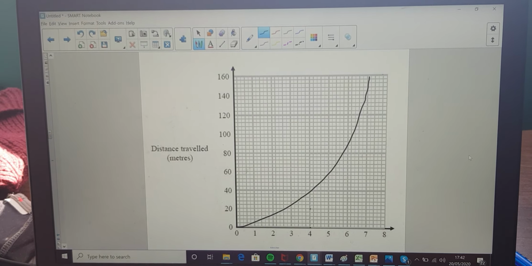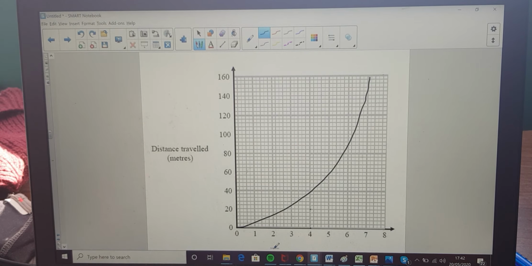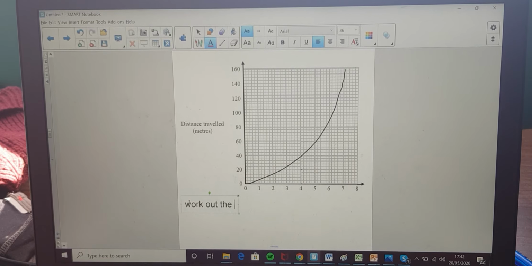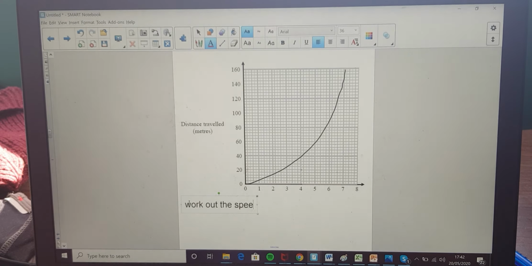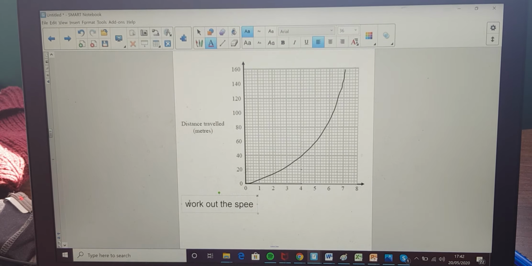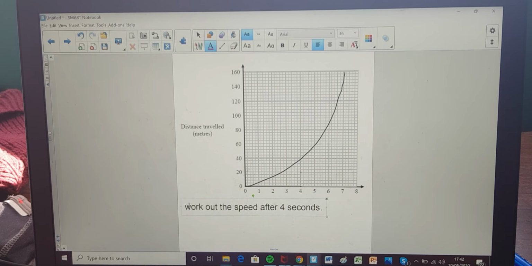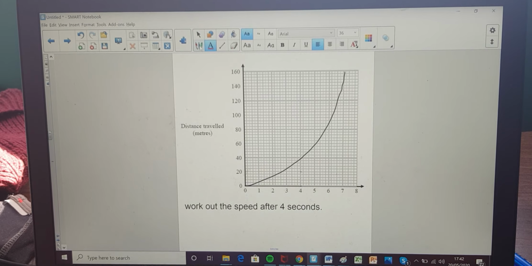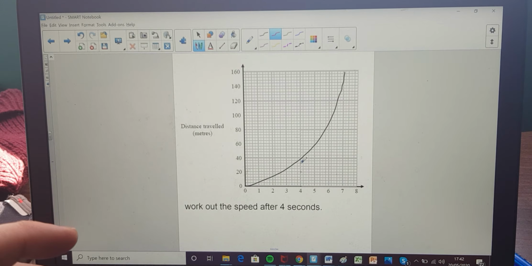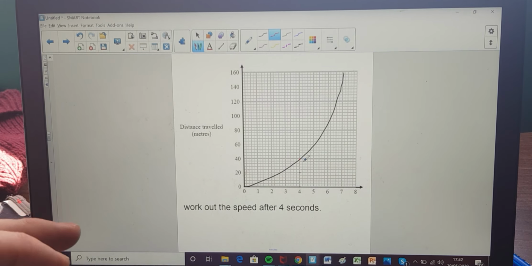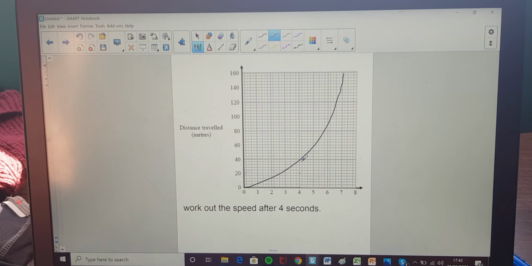Well, how would I work out, say, let's think about a specific question. So I said work out the speed, where would be a good point, after 4 seconds. Well, what I do not want you to see you doing is just going up from 4 seconds, picking a point and then going, oh, it's 40 divided by 4. We're not doing that, yeah? That is not the speed at that point.